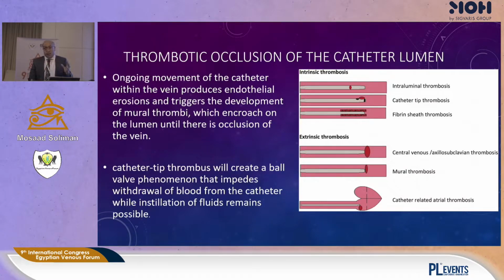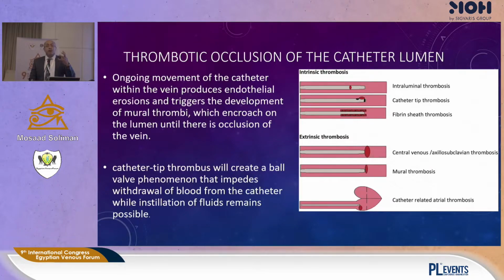So all of us will find that when you put a central venous catheter for hemodialysis, patients call you and ask because it gives good inflow but doesn't withdraw, or the other way around. That's because of the ball valve action of a thrombus at the tip of the catheter. It allows infusion because it is by pressure, but it prevents suction.